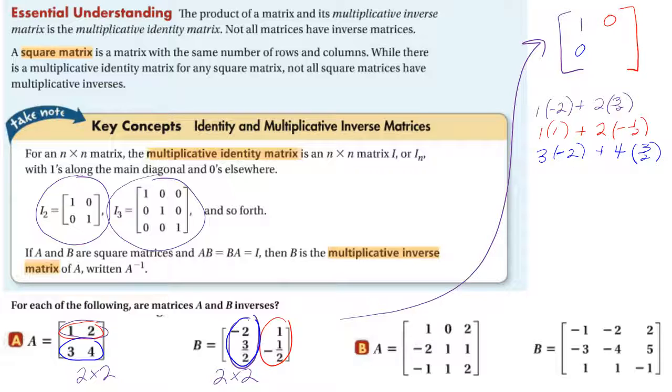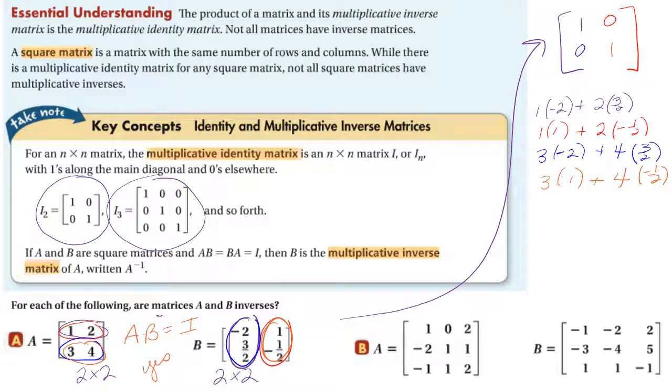Then we're going to do the last row times the last column. So 3 times 1 plus 4 times negative 1 half, which gives you a 3 minus 2, or a 1. So we get the identity matrix. So here for part A, A times B is the identity matrix, so they are inverses of each other.